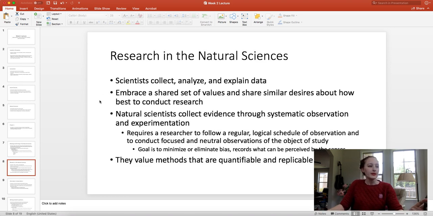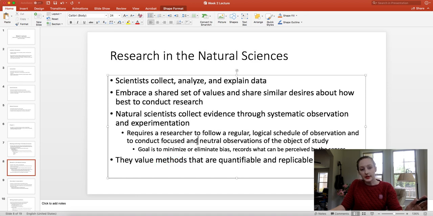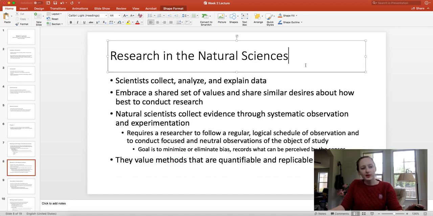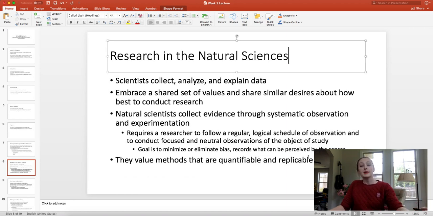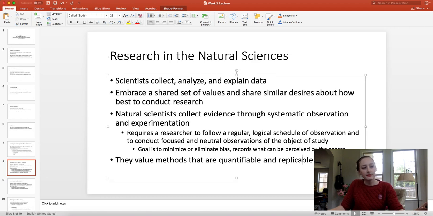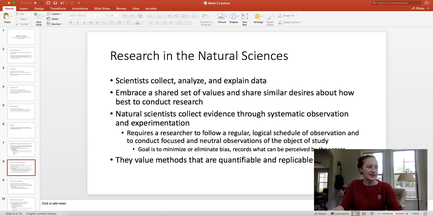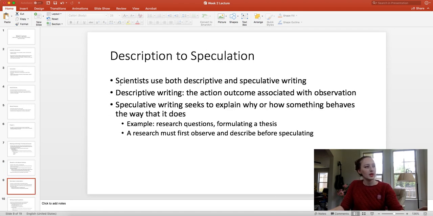observable. They value methods, and by methods I mean how they conduct their research, that are quantifiable, which means there is numerical data involved, and replicable. Replicable means that you can repeat it. You will get the same finding multiple times. This is very different from the humanities, which we're going to talk about next. The humanities could not be more different from the natural sciences, except that both involve observation.